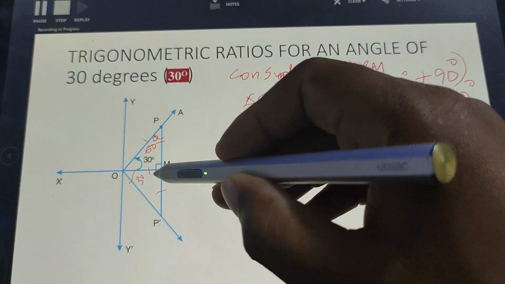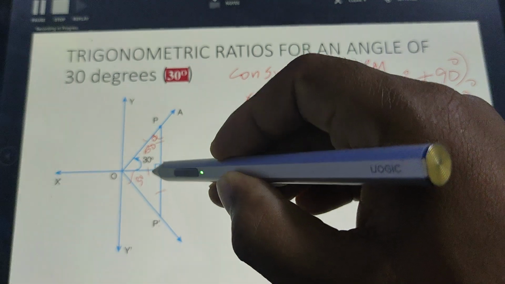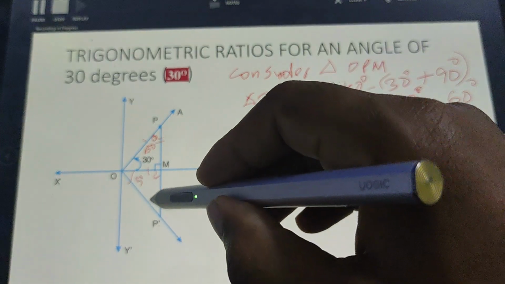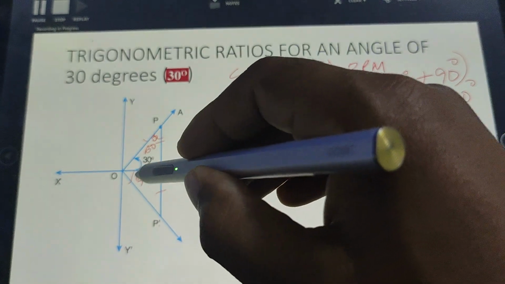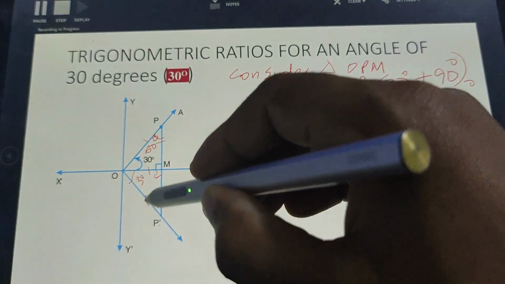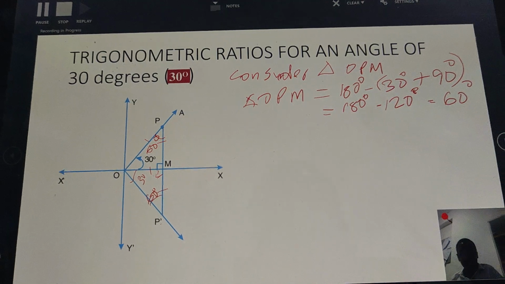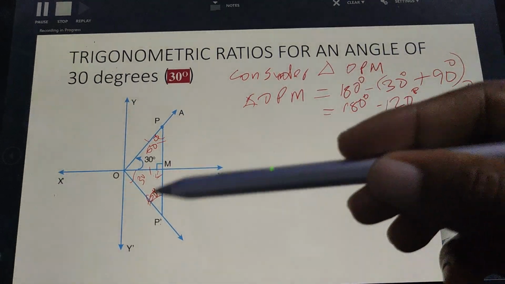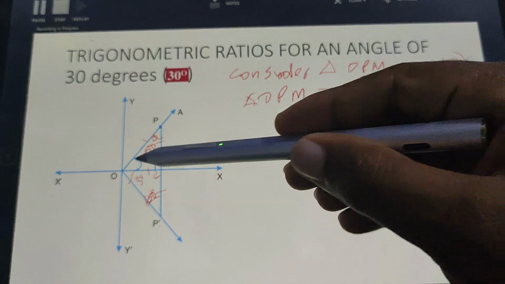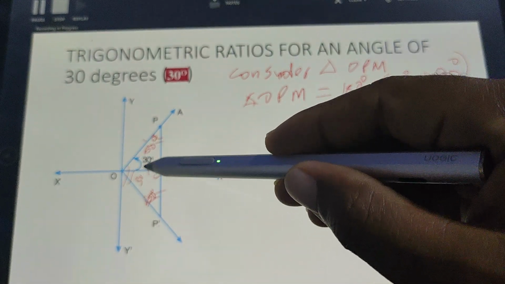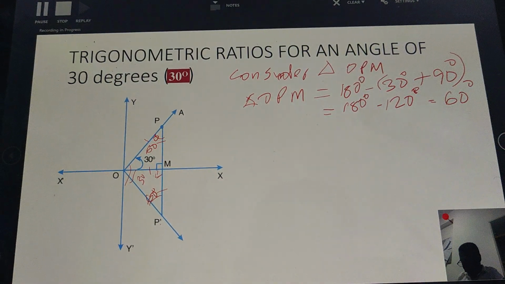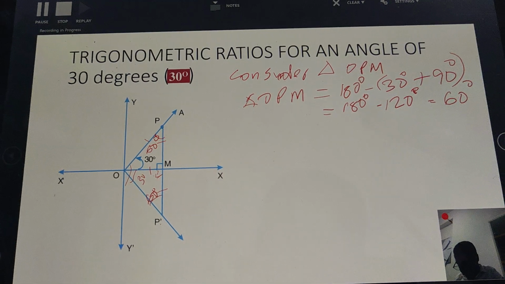The same applies. This side is 90 degrees, so 90 plus 30, that's 120, which means you'll find that angle is 60 degrees. I'm not taking much time on that one. You must know those already. So if you look at it, you have 60 here, 60 there, and 60 at the top. In other words, we have an equilateral triangle here.